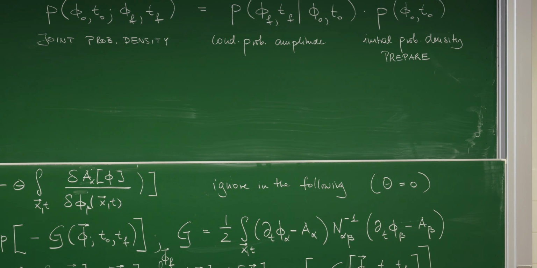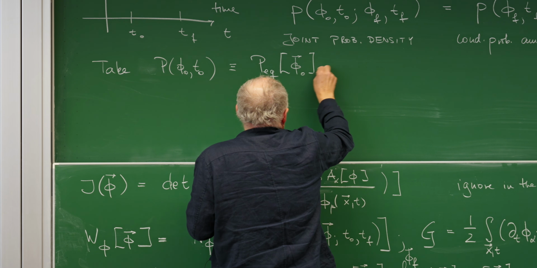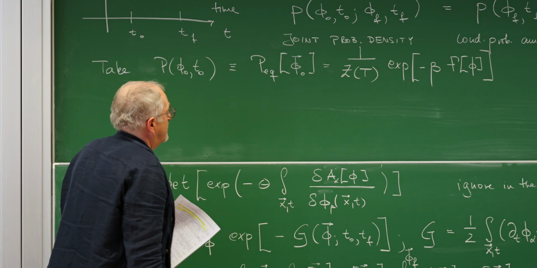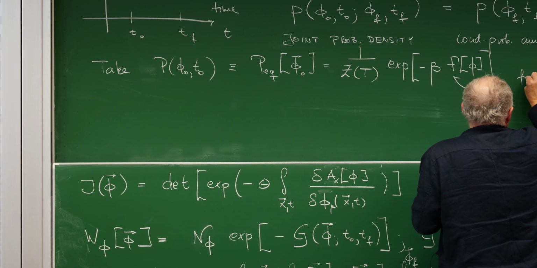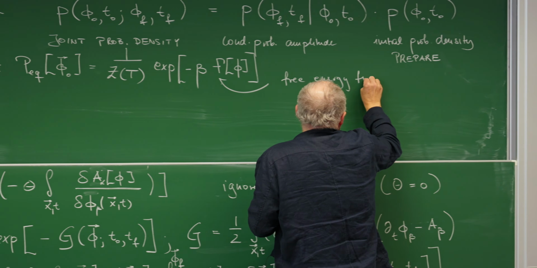Okay, so we take now P of phi naught t naught equal to the equilibrium distribution of phi naught. So I'm taking this as 1 over the partition sum, the exponent of minus the inverse temperature times a functional, that's the free energy functional. Okay. So remind you, this is the free energy functional, and set of t is equal to e to the minus beta.